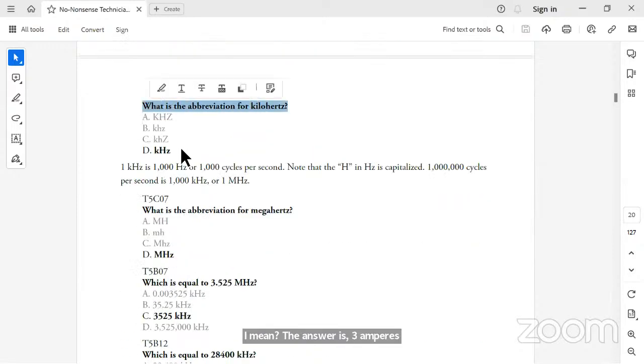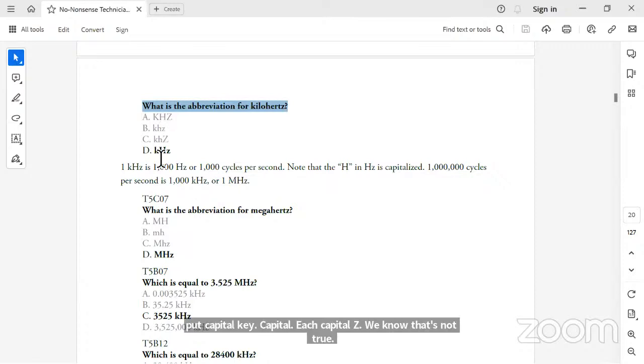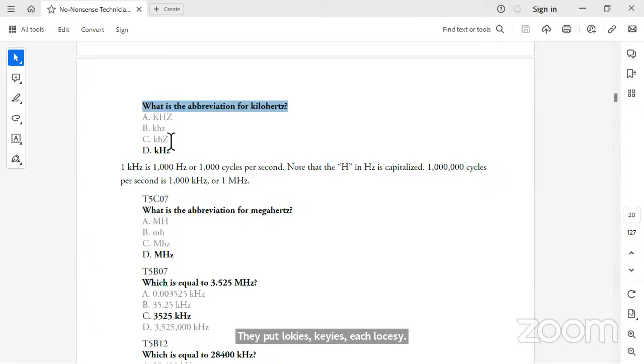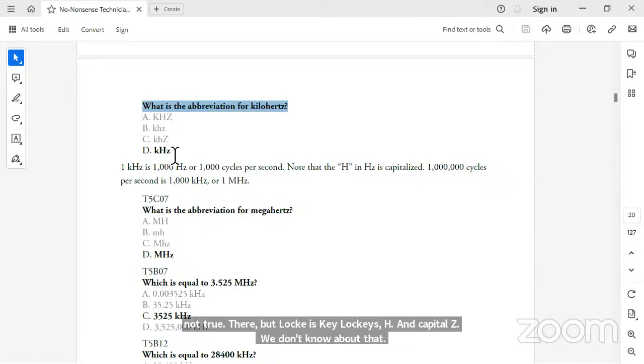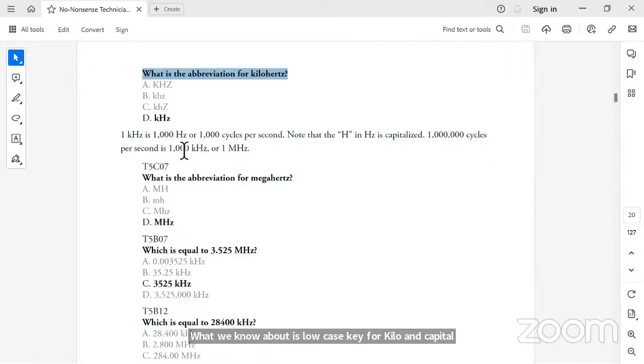Next up, what's the abbreviation for kilohertz? So notice how they're trying to tie us up. They put capital K, capital H, capital Z. We know that's not true. They put lowercase k, lowercase h, lowercase z. That's not true. They put lowercase k, lowercase h, and capital Z. We don't know about that. What we know about is lowercase k for kilo and capital H and lowercase z for kilohertz.